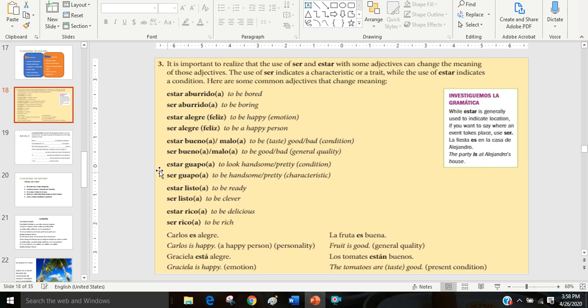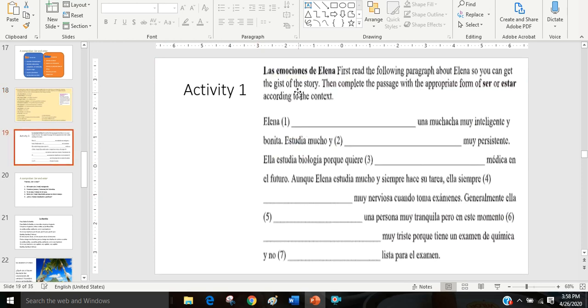Bueno, pasemos a un ejercicio. Actividad 1. Las emociones de Elena. Dice, first read the following paragraph, Elena, so you can get the gist of the story. And by the way, that's always a good idea when you're answering this kind of fill in the blank type things in paragraph form, to get an idea of the gist of it and then go back through and fill in the answers. Then complete the passage with the appropriate form of ser or estar according to the context.